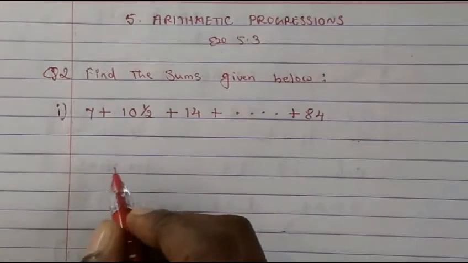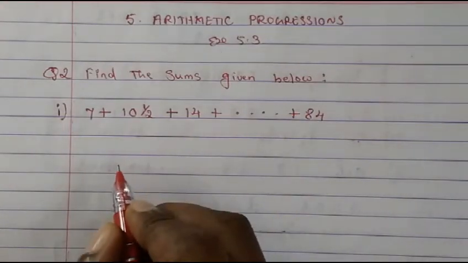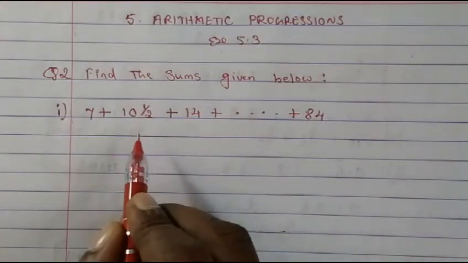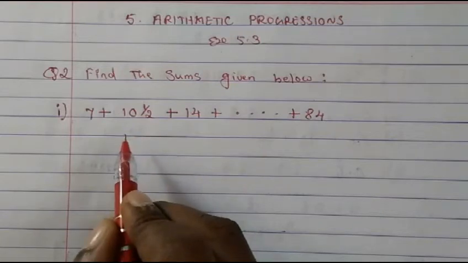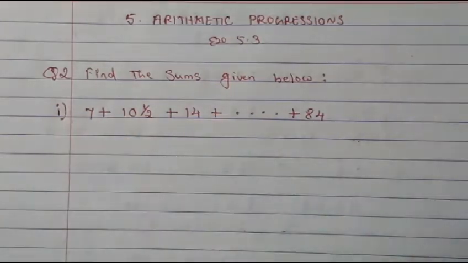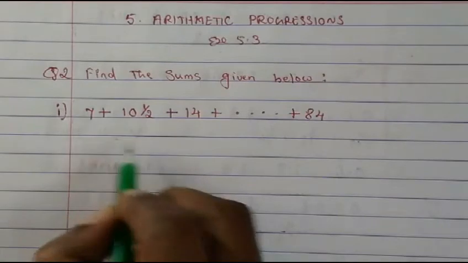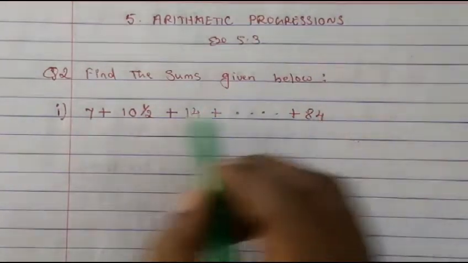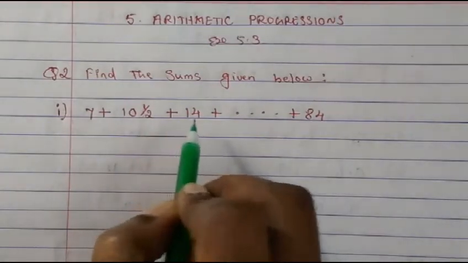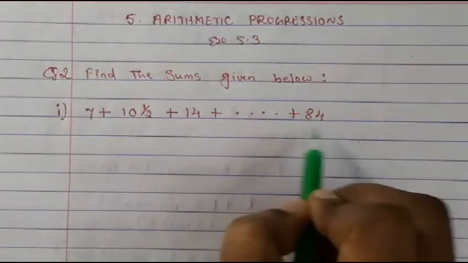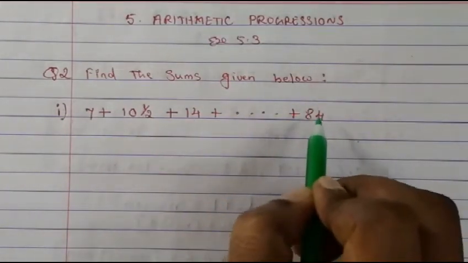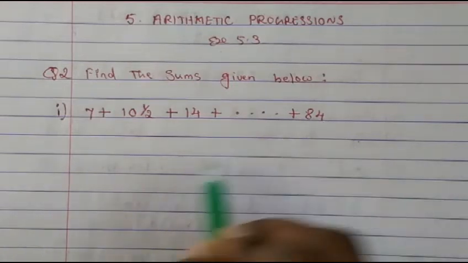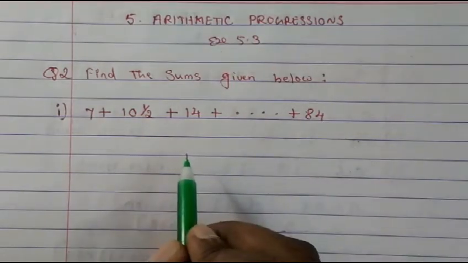To find the n value, we should know the common difference. So let's do it now. What are the values we have? We have the first term and the last term, but which term it is we don't know. This is A2, A3, A4, then which term does this come? So the number of terms, the n value, we don't know. So we are going to find the n value first.